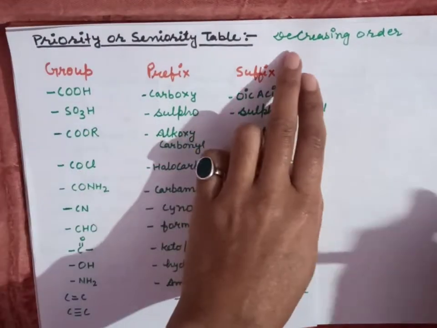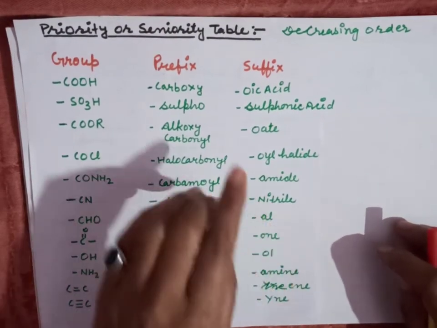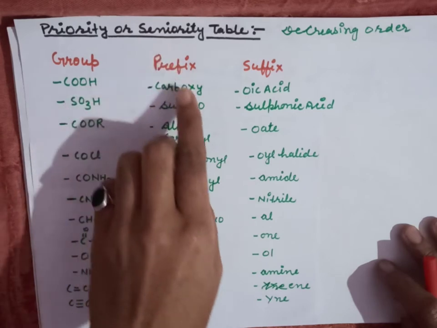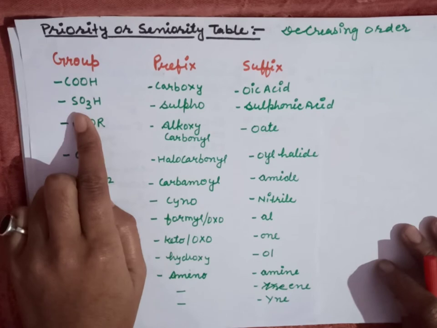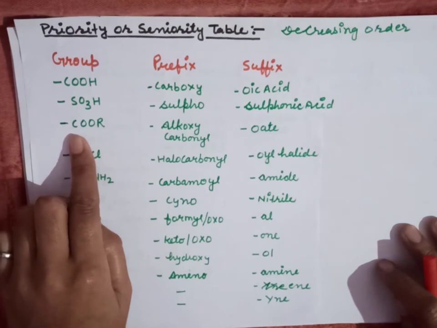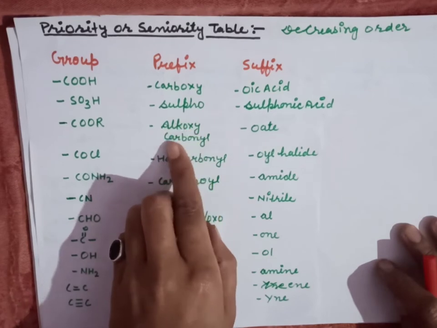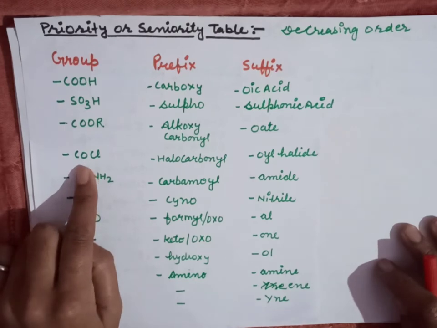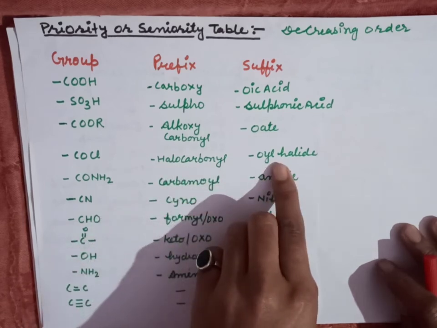This is the priority table and it is arranged in decreasing order. The first prior functional group is carboxylic acid. Prefix is carboxy and suffix is oic acid. Next one is sulfonic acid, sulfo prefix and suffix sulfonic acid. Next is the ester group, as a prefix it is alkoxycarbonyl and suffix oate. This is acyl halide, as a prefix halocarbonyl and as a suffix oyl halide.